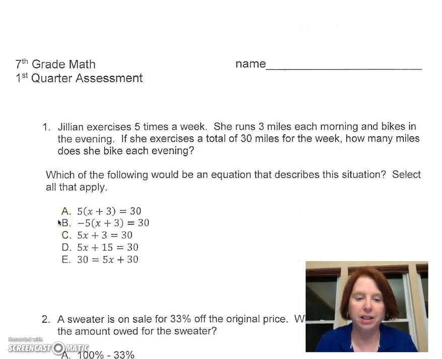Letter B, negative 5(x + 3n) equals 30. Letter C, 5x plus 3 equals 30. Letter D, 5x plus 15 equals 30. Or letter E, 30 equals 5x plus 30. Remember that you may select all that apply.